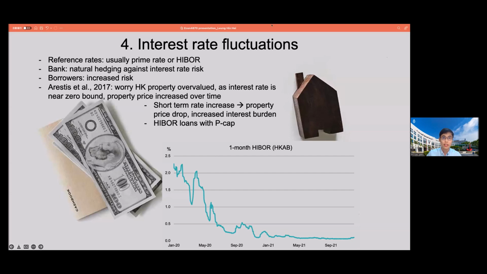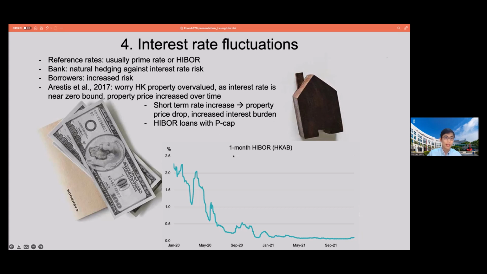And also for the interest rate fluctuations in Hong Kong, usually people would use HIBOR as the reference rate because they think that the HIBOR rate is lower than other reference rates. For example, nowadays people can borrow with HIBOR loans with lower than 2% interest rate for their residential mortgage loans. And the bank would treat HIBOR as a natural hedge against the interest rate risk because they are floating interest rates.